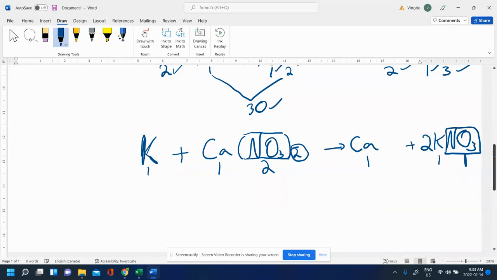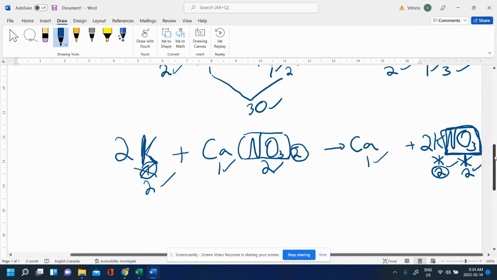So if I put a 2 here, that gives me 2 potassiums, and now I have 2 nitrates overall. So now my nitrate is balanced, my calcium is balanced, but my potassium is not because I have 2 on the right and 1 on the left. So all I have to do is put a 2 here. That makes this 2. So now I have 2 potassiums as well. Everything at the end is balanced. So if your polyatomic ions appear on both sides unchanged, treat them as an individual unit rather than having to count the individual atoms. It'll make your lives a lot easier.